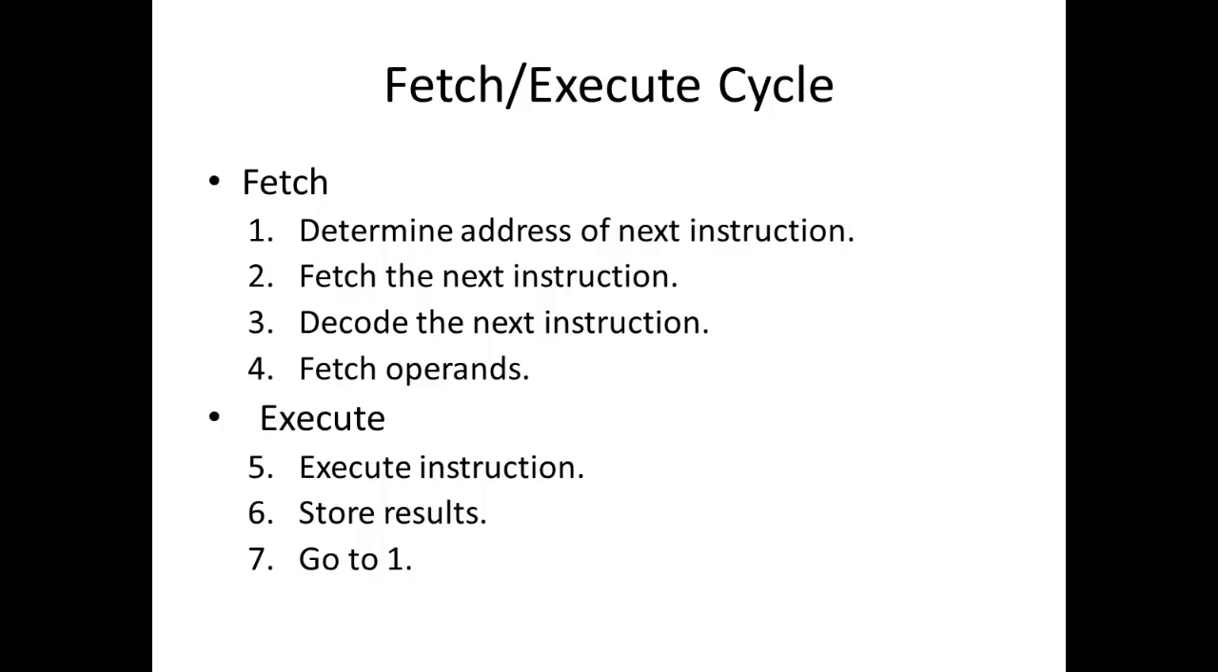Now, going on to the execute phase. It actually executes the instruction. And then it may need to store the result back to memory. Finally, it goes back to step one and starts all over. The machine is our slave, stuck in this loop until someone turns off the machine.